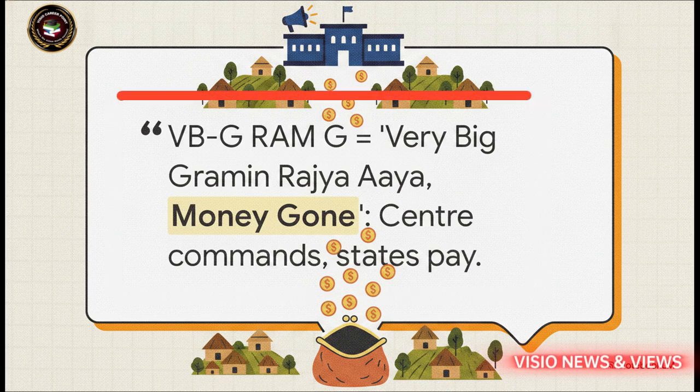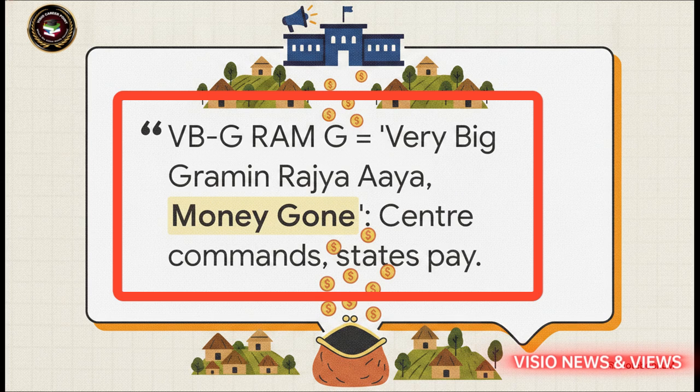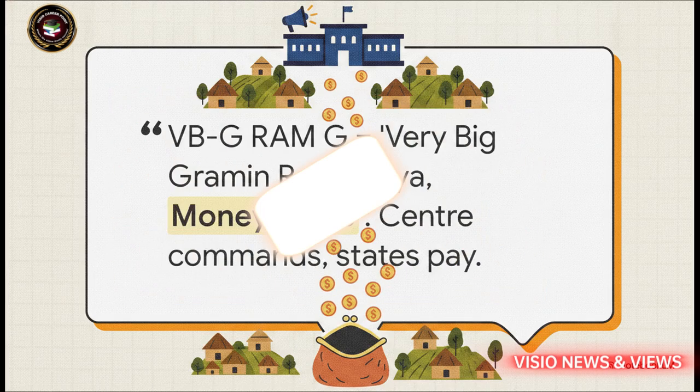VBG RAM G. It stands for Very Big Gram and Rajya Aya, money gone. It perfectly encapsulates the tension of decentralized welfare without decentralized funding.